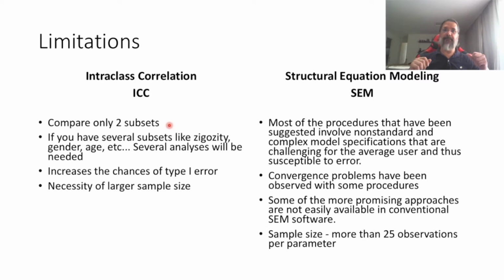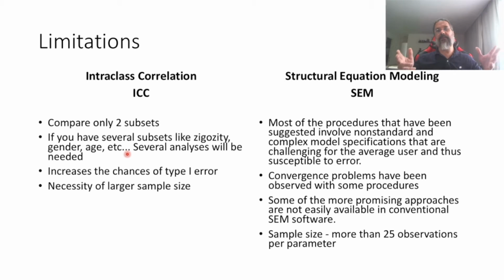For the ICC, the most notable limitation is that it compares only two subsets, for example, monozygotic siblings or dizygotic siblings. If you have several subsets like zygosity, gender, age, etc., several analyses will be needed. For gender, you have to calculate one index for male monozygotics, another for female monozygotics, then male dizygotics, and then female dizygotics, and so on.